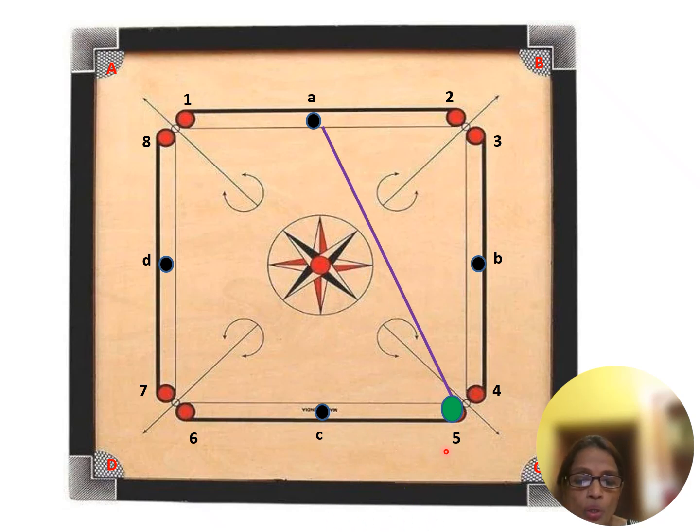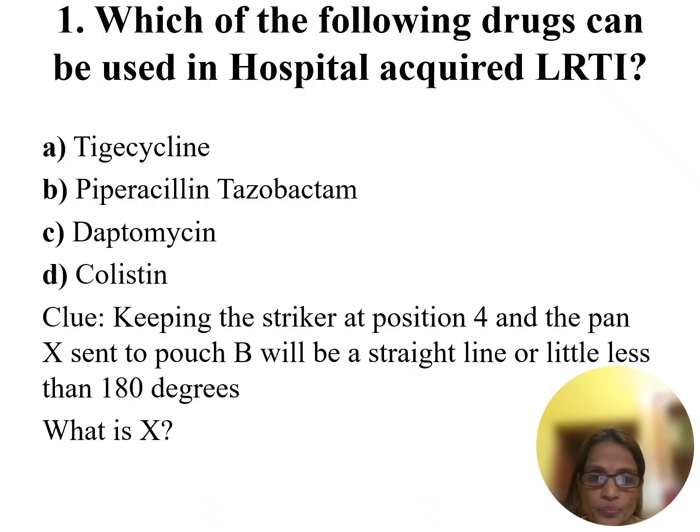Let me show you. This is the line joining the striker, that is the path traveled by the striker to hit the pawn A, and then the pawn traveling the distance from that position A to pouch A. So this angle is an obtuse angle. Like this the clue is given. So the answer is A. So these are something like multiple choice questions, and to find the correct answer the clue is given. So as puzzles the clue is given, and if you solve that puzzle you will be able to get the right answer. Now let me take you through these questions.